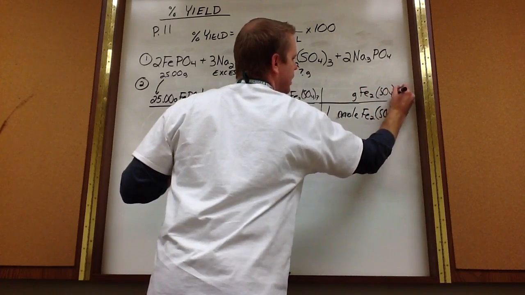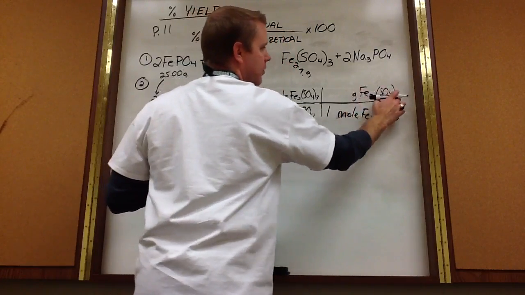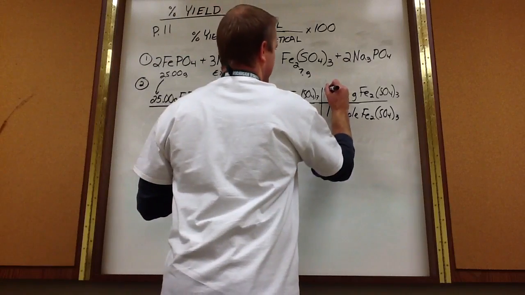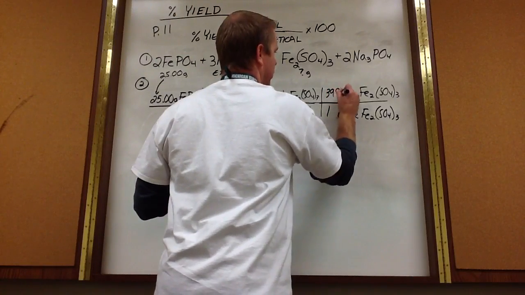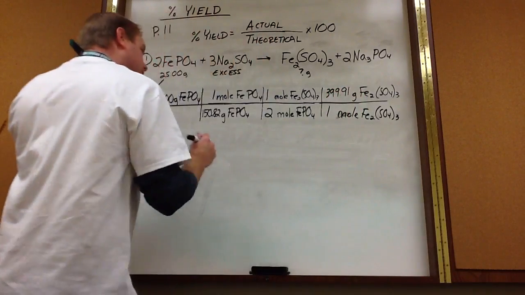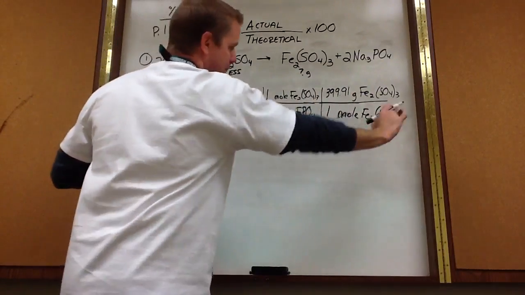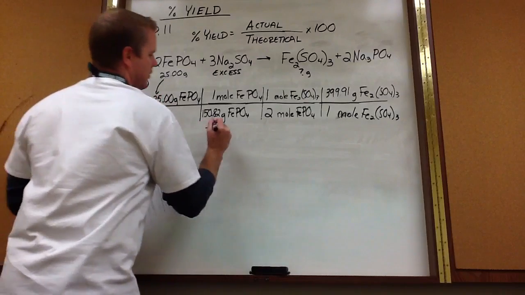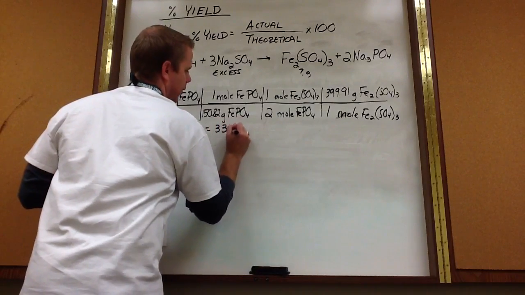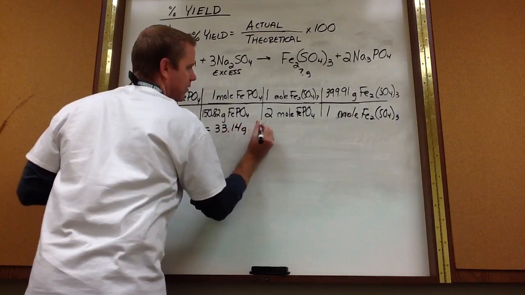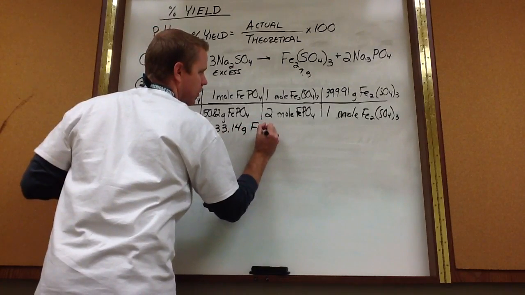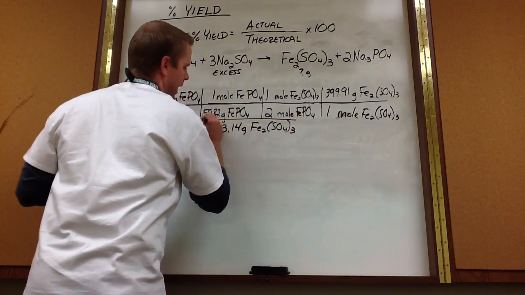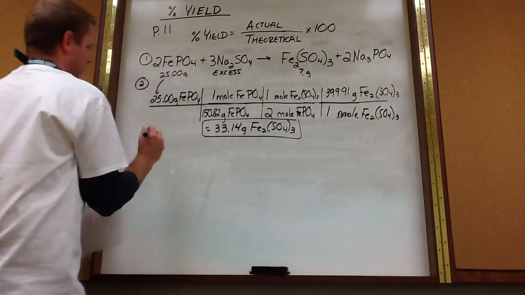Now that's a nasty molar mass, right? Because you have to take 2 irons, 3 sulfurs, and 12 oxygens. You do the math on that, it's pretty big. It's 399.91 grams, right? You multiply the tops across, you divide by the bottoms across, and you get, since we had 4 significant figures to start, the answer is 33.14 grams. What is that grams of? Fe2(SO4)3. So that is the final answer for question number 2.